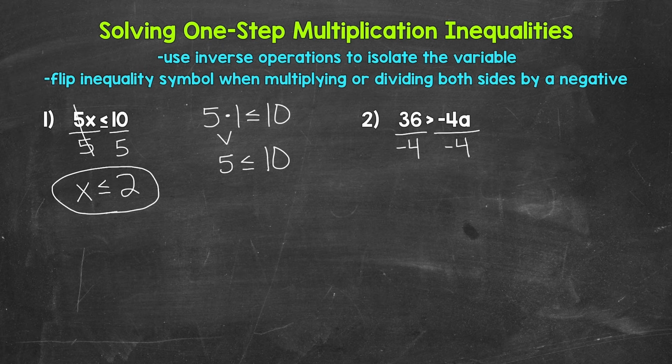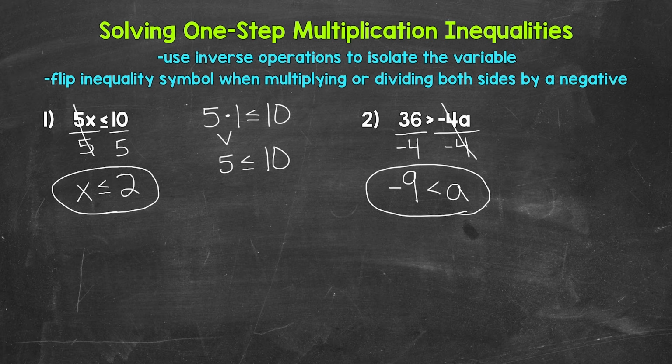Now remember, when we multiply or divide both sides by a negative, the inequality symbol flips. So as soon as both sides are multiplied or divided by a negative, that symbol flips. And here we are dividing both sides by negative 4. As far as the right side, these negative 4s cancel each other out. So a is now isolated. We have a, and then the symbol flips, and then the left side, 36 divided by negative 4, gives us negative 9. So a is greater than negative 9.